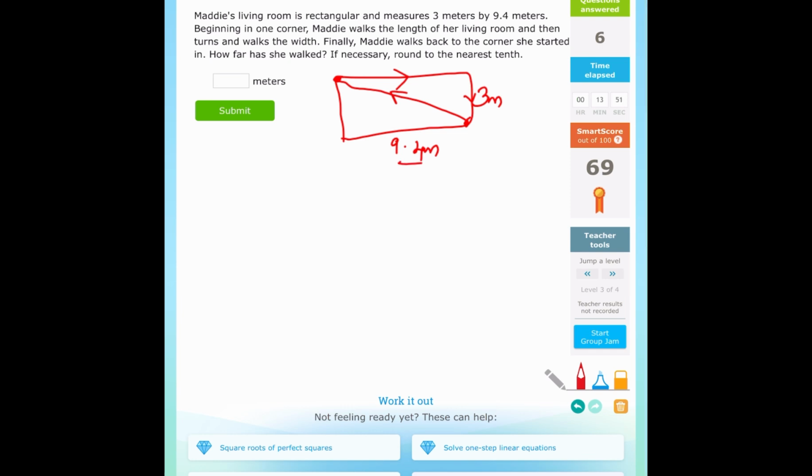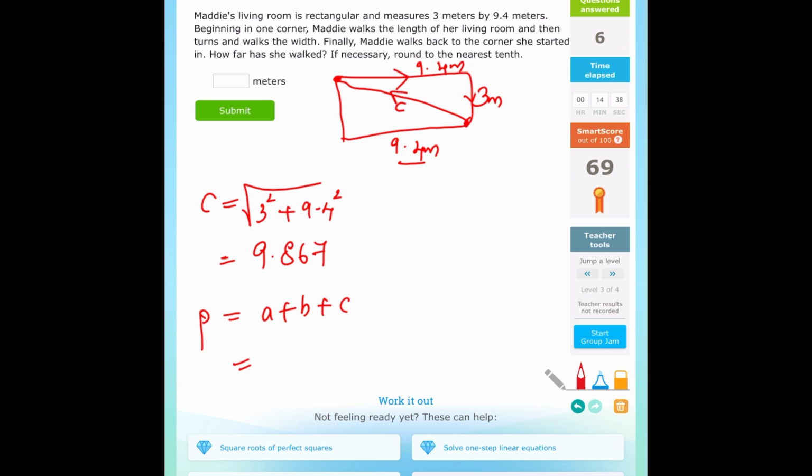So if this side is 9.4, this would be the same. And the question is asking us to find perimeter. In order to find perimeter, we first have to find C. So C equals square root of a squared plus b squared, which would be 3 squared plus 9.4 squared. That is 9.867.